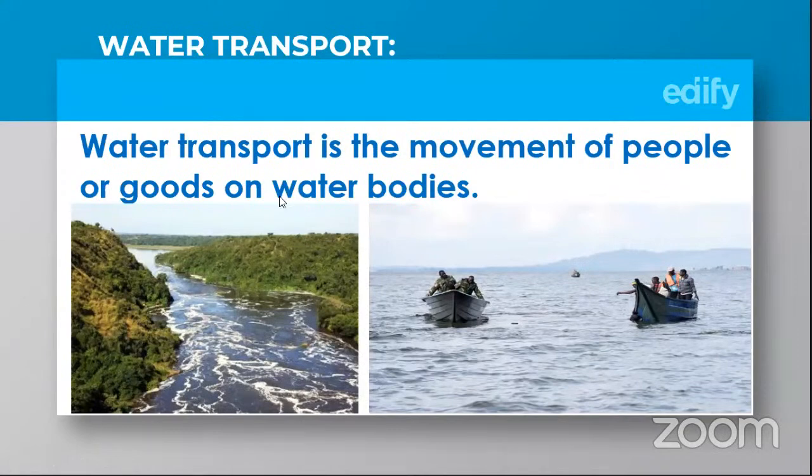Allow me to move to the next slide. I hope we are following it very well, okay? In this slide, the most important thing is the meaning of the word water transport, and then examples of water bodies. Take note of that. I hope you can give that very well. Let me first move on. I will get back to ask that question.